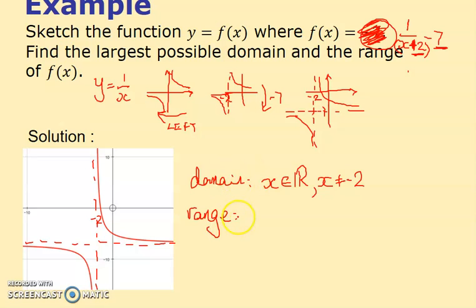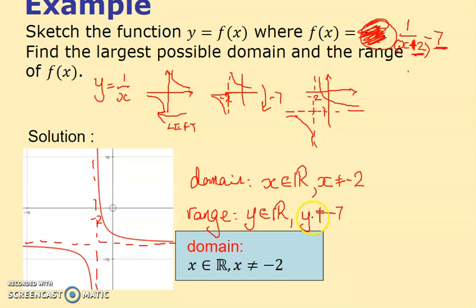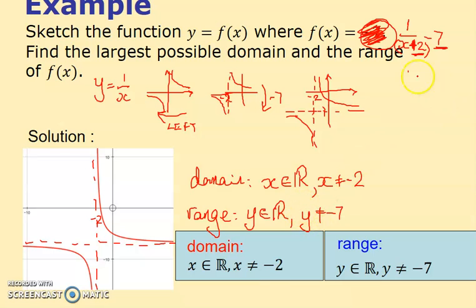And the range, well, it's exactly the same, y, or f of x. I'm going to write y since that's what I did last time. y belongs to the real numbers, y is not equal to, what was it, minus 7. There's the domain, that's worked, and there's the range. So now I've got the right function. Just to remind you, the right function according to me was 1 over x plus 2 minus 7.